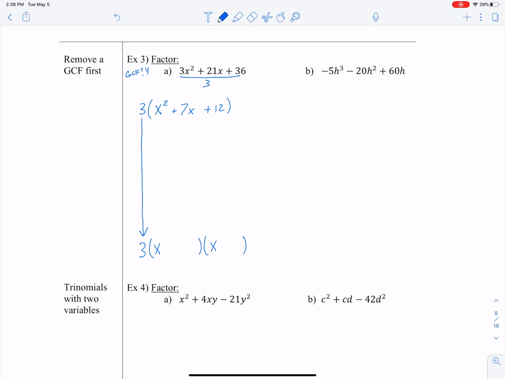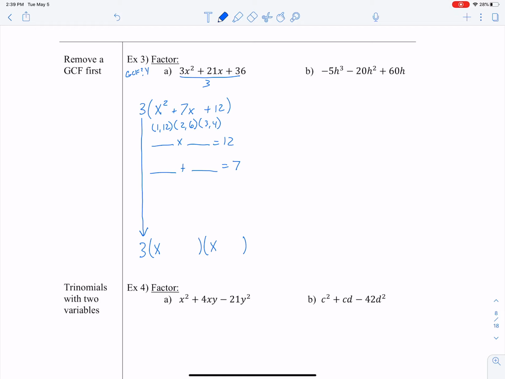All right, so other than that, we now ignore the 3, and we just focus on this like it was a normal question. So we need two numbers that are going to multiply together to be 12, and they're going to add together to be the middle number, 7. So what do we have for 12? We have 1 and 12. We have 2 and 6. And then we have 3 and 4.